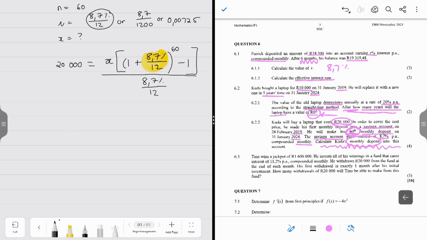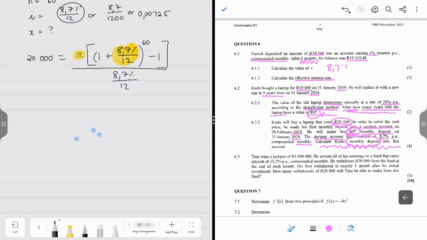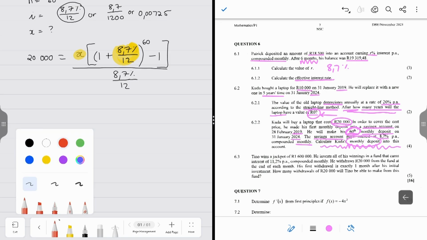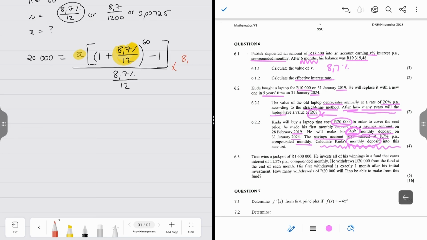All right, let us get started. So we need to find X, and we are going to get X on its own. So X is over here. We want to find the installment. What we're going to do is multiply by the denominator on both sides. So we are going to multiply by 8.7% over 12. And I'm going to do the same thing to my right-hand side.